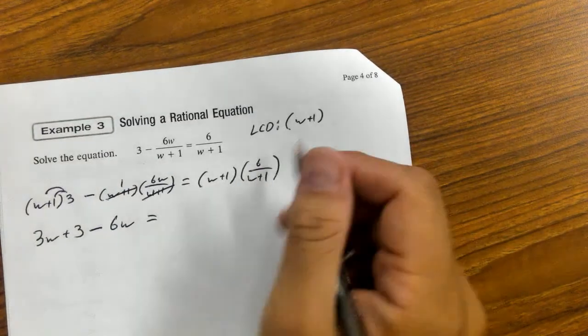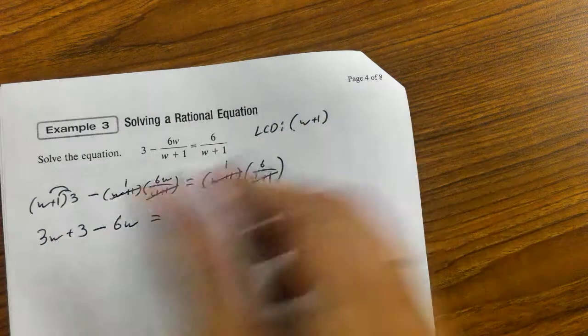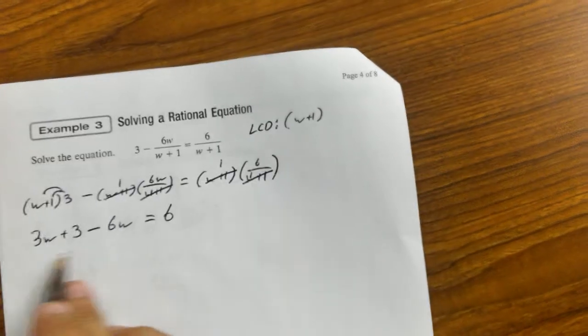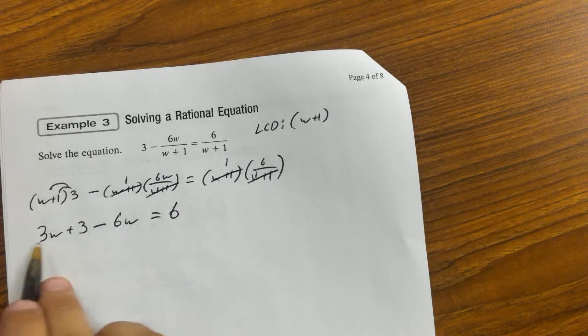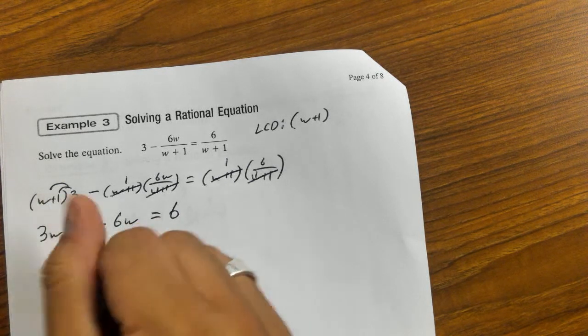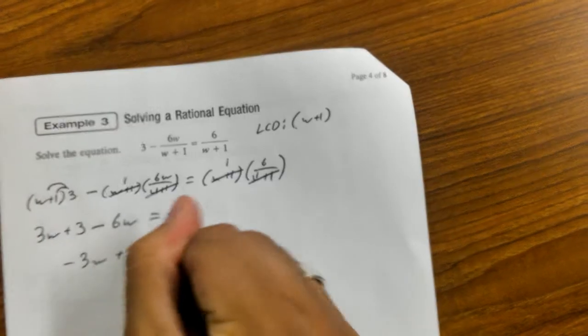Equal sign, same thing over here. This w plus 1 divided by w plus 1 simplifies to 1 over 1. It equals 6. Now I have eliminated fractions. I do want to combine my like terms. 3w minus 6w is negative 3w plus 3 equals 6.